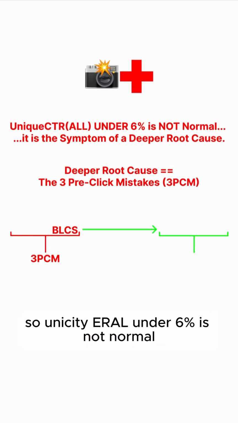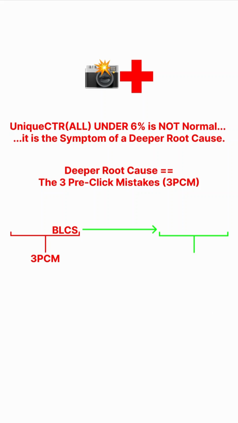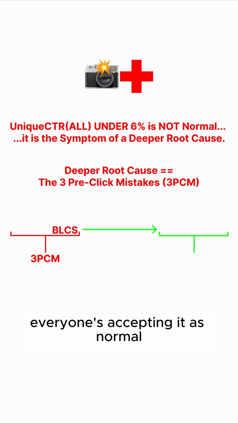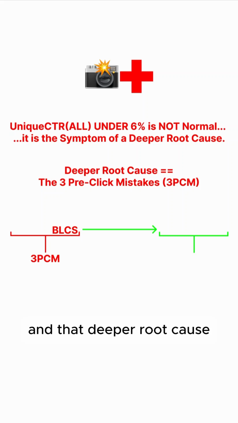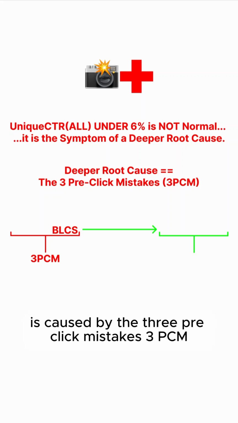So unique CTR under 6% is not normal. Super common, but it's not normal. It's actually the symptom of a deeper root cause. Everyone's accepting it as normal, but it means there's a big, massive structural issue in the ad. And that deeper root cause is caused by the 3 pre-click mistakes, 3 PCM.